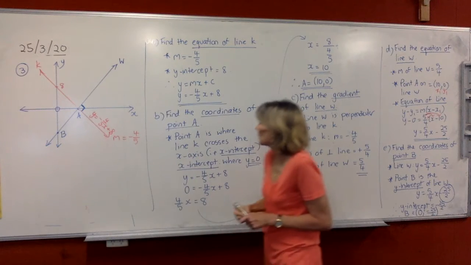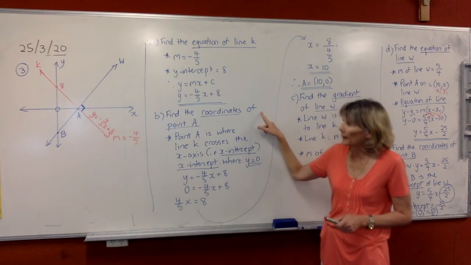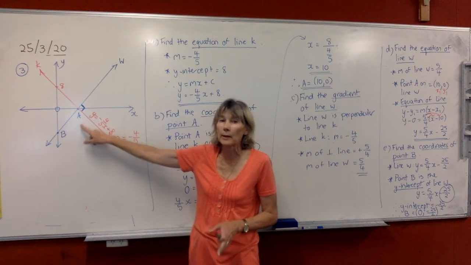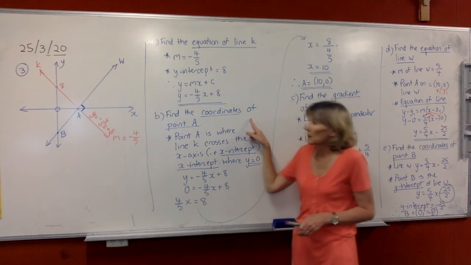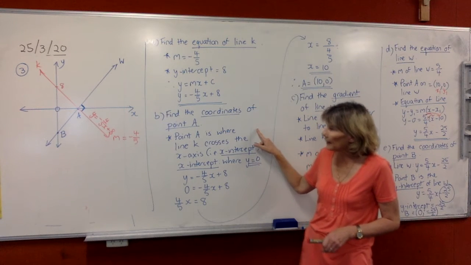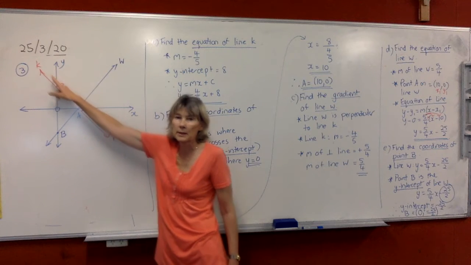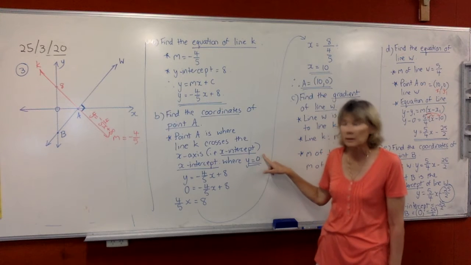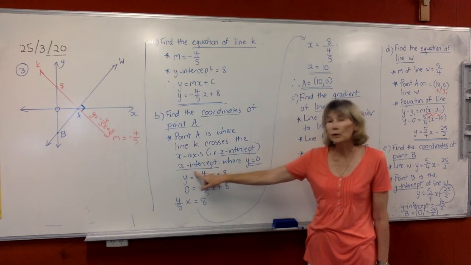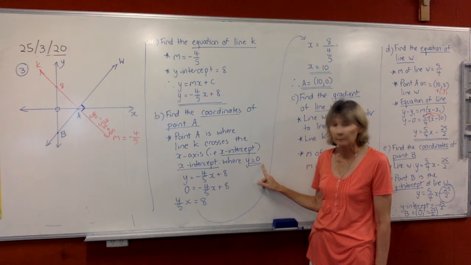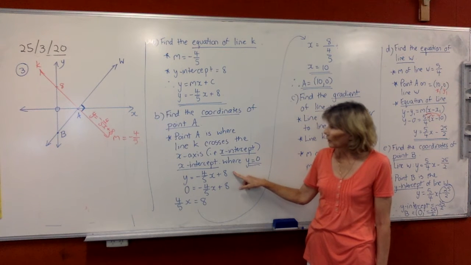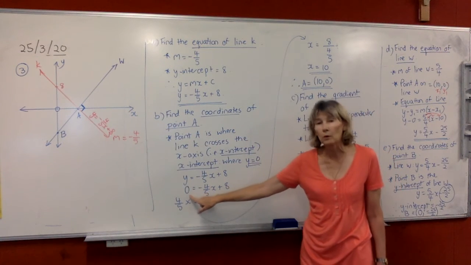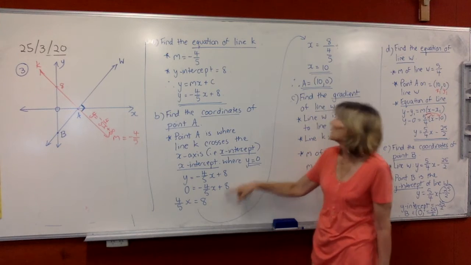Okay, so the next question, part B, says find the coordinates of point A. Well, here's point A, and we have to look at exactly where that is and what's going on with that point. Point A is where line K crosses the x-axis. So here's line K, it's crossing the x-axis at point A. In other words, it is its x-intercept. To find the x-intercept, you know that y equals 0. So we have the line equation, y equals minus 4 over 5x plus 8. We're going to put in our y equals 0 and find out what x is.